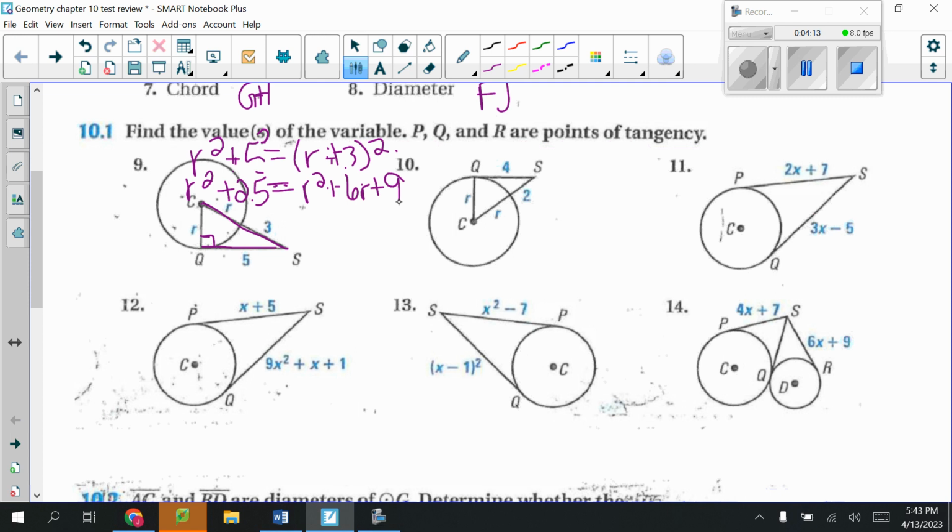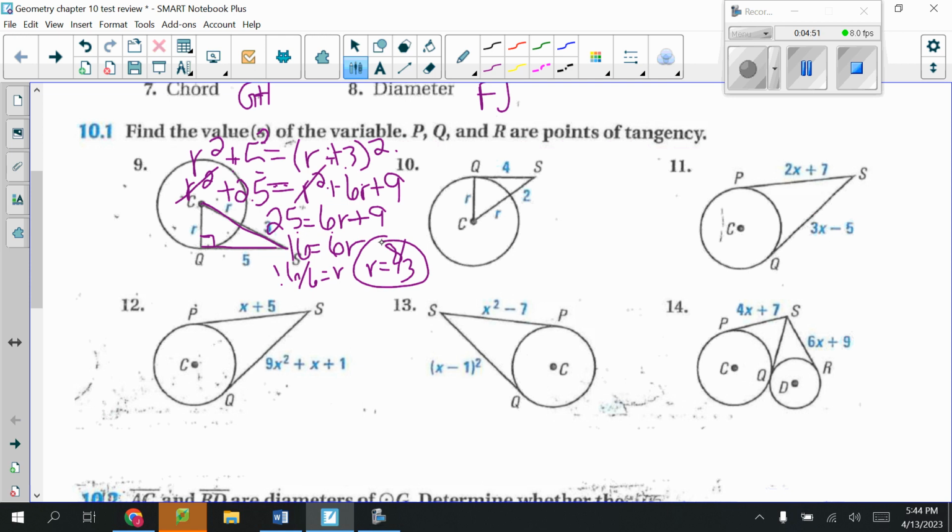I have R squared on both sides. So when I move one of them over, it's going to cancel. So now I have 25 equals 6R plus 9. I'm trying to get R by itself. So I'm going to subtract 9 from both sides. That gets me 16 equals 6R. When I divide, 16 divided by 6, it's not a nice whole number, but I can reduce that. They both have a 2 in common, so I would reduce that to 8/3. So on number 9, my answer is R equals 8/3.